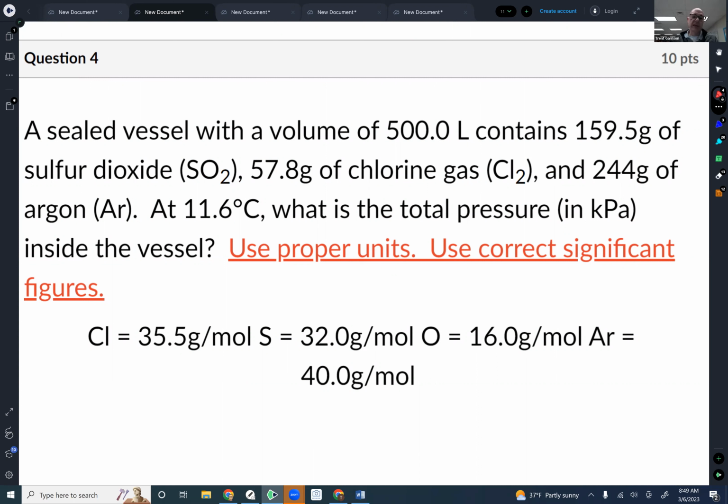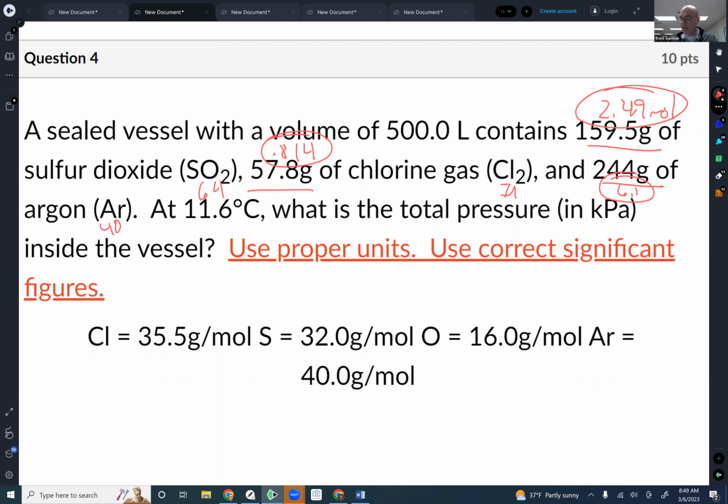Now, finally, we've got PV equals nRT, but it's not as simple as you would think, because we've got 3 different gases going for it. All of them, though, are summative. So I take the 159.5 and I divide it by the weight of sulfur dioxide, which is 64, if I add up all those weights, and I would get 2.49 moles for the sulfur dioxide. 57.8, I divide it by the weight of chlorine gas, which is 71, adding those off the periodic table, and I get 0.814 moles. So I've got two of my mole values, and then I take 244 and I divide it by the weight of argon, which is 40. Oh, it's down here at the bottom. Yeah. Argon, which weighs 40.